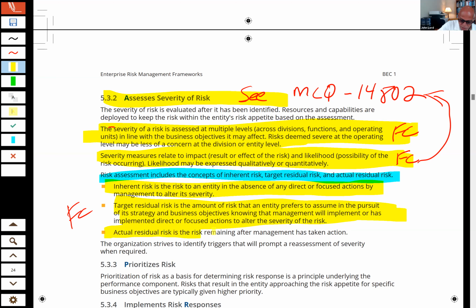And then actual risk is a risk remaining after we've taken the action. There's some things that we're not going to be able to necessarily do anything about. Okay, so we're just going to have to live with those.